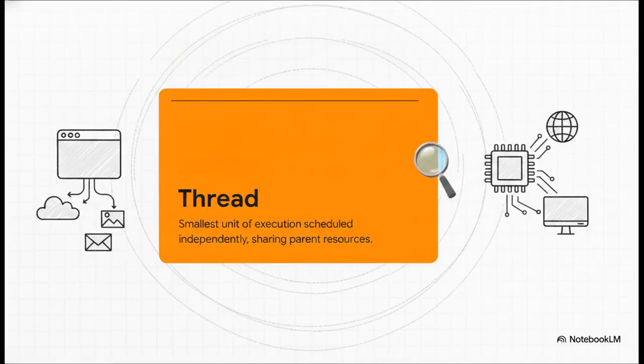And modern systems take this even further with threads. A thread is the absolute smallest unit of execution created by a process. It can be scheduled and executed independently while still sharing resources with its parent. This means a single web browser process can use one thread to fetch images and a totally separate thread to handle your text input. It's a massive game changer for efficiency.